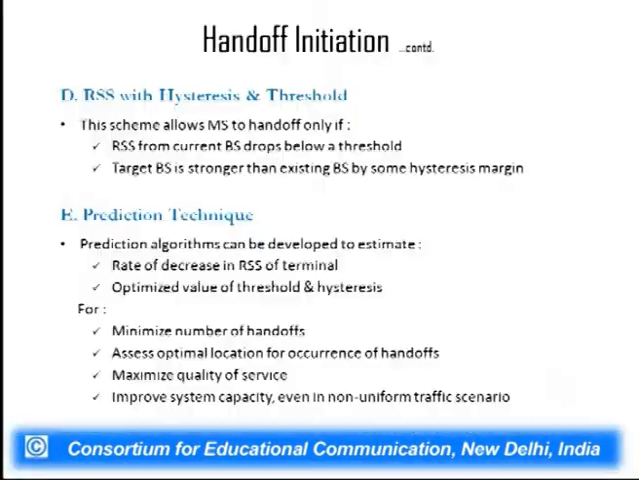Also it improves the system capacity even in non-uniform traffic scenarios. System capacity means the capability of supporting more and more users, and since the users will get satisfied with the quality of service and all, they tend to get associated with that particular network, which is obviously good for the network administrators and the designers.